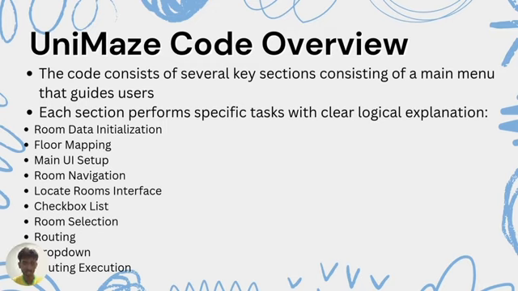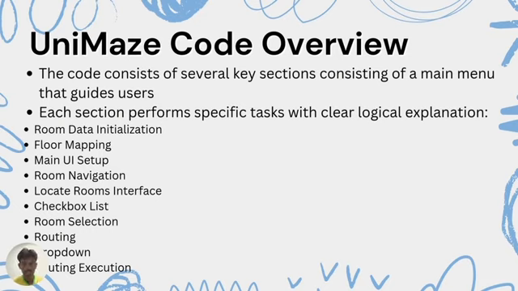Then the main UI setup, where the initial window includes buttons to navigate to room location and routing features. And then additionally room navigation, which is the main feature and the main function that runs first. It stores all the room data and sorts it. It also shows a pop-up with two buttons, locate room and routing.